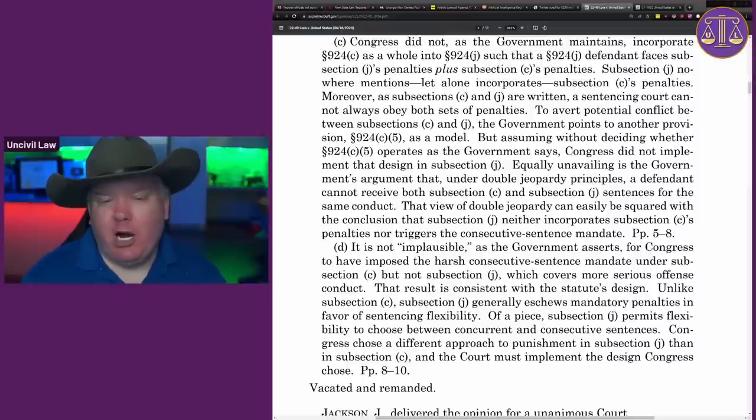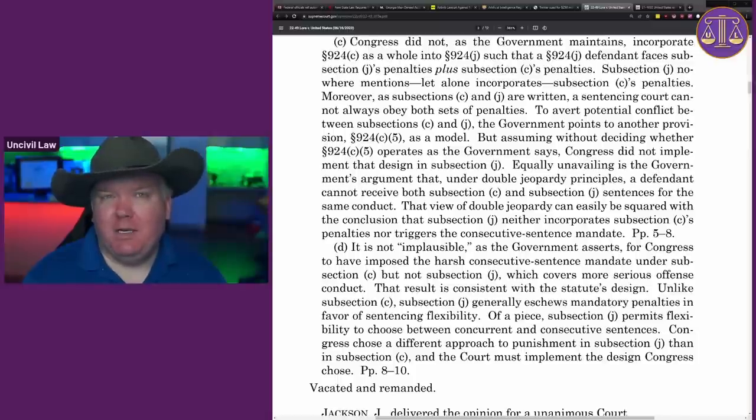So one of the arguments is this doesn't make sense because subsection J is more serious than subsection C. Subsection C isn't as important. So why would Congress say that subsection C adds on top mandatorily when it's not as serious, but in J, where there is more serious conduct, leave it open to discretion? And the Supreme Court's like, we don't know, but they did.